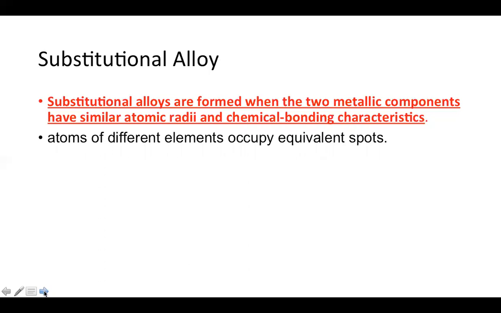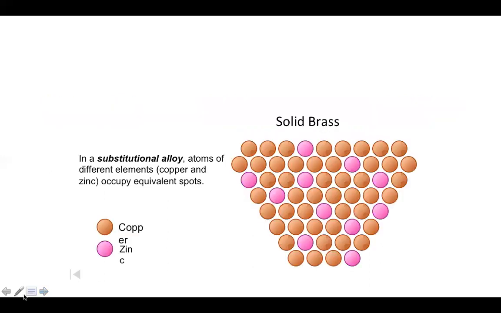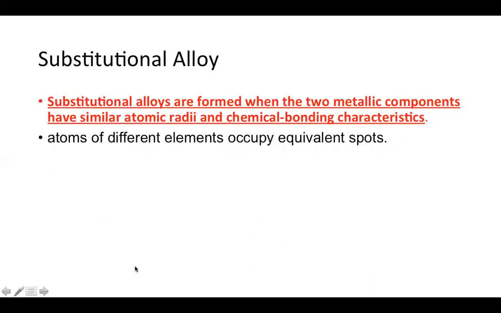For substitutional alloys, to predict when an alloy mixture would form a substitutional one, you would need to know the size of the atoms or their relative sizes. If they're pretty close to each other on the periodic table, like in the same period, they would likely form a substitutional alloy. Sometimes, in the question, they might actually give you the size of their atomic radii.